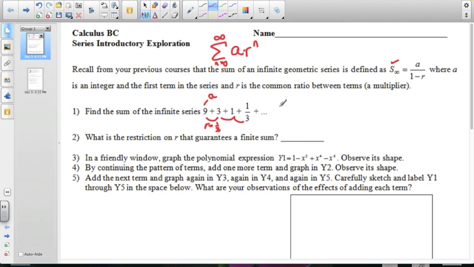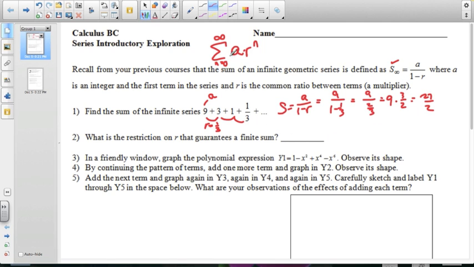And we can find the sum here. Our sum here is a over 1 minus r. Our sum happens to be 9 over 1 minus a third, which is equal to 9 over 2/3, which equals 9 times 3 halves, which is 27 halves.